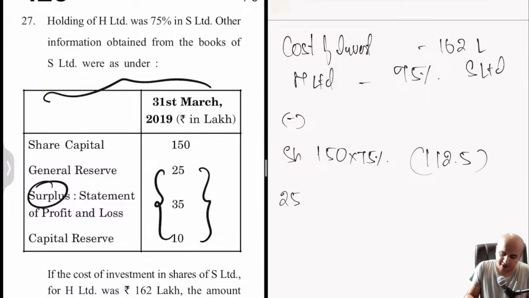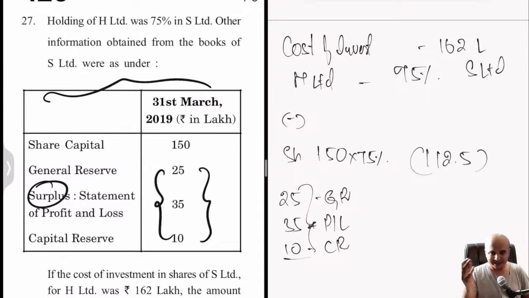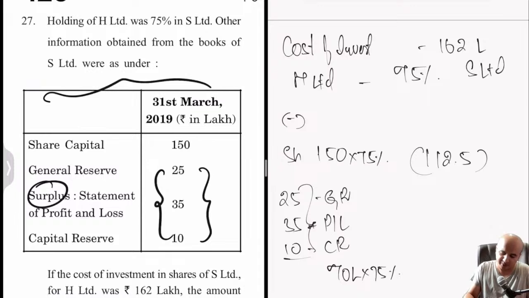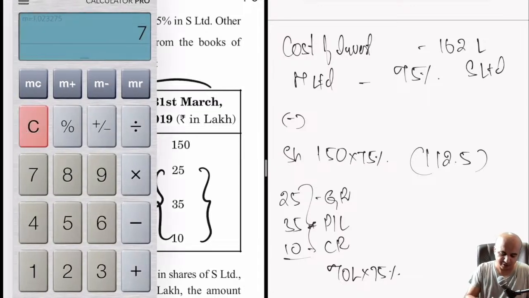So how much do we have? 25 by way of general reserve, 35 by way of P&L, and 10 by way of capital reserve. When you add all, you will get 70. So 70 lakhs into 75%. Let's do that too. 70 lakhs into 75% comes to 52.5.